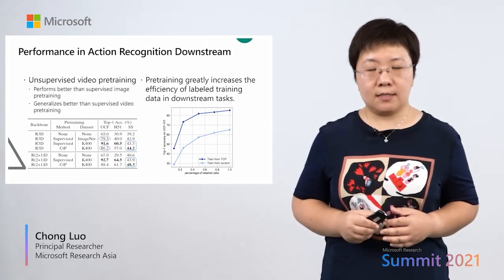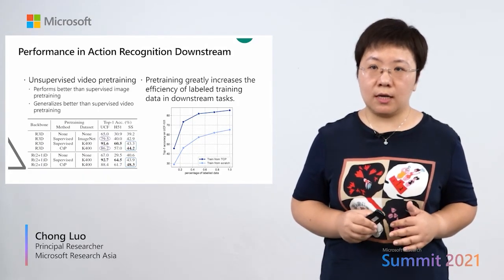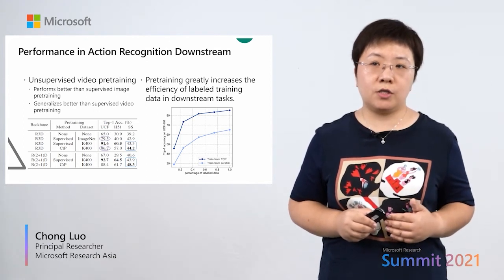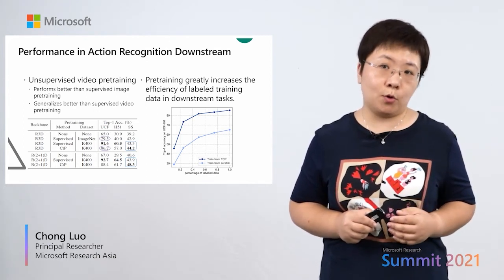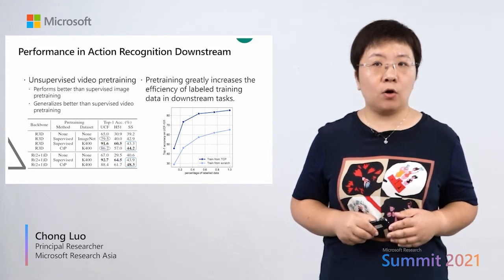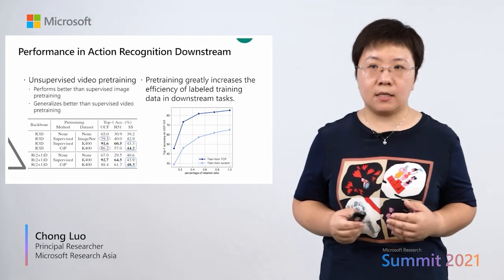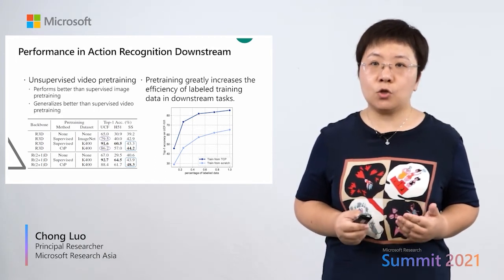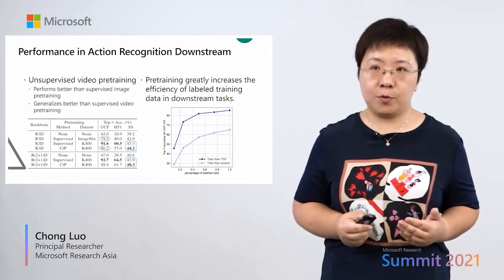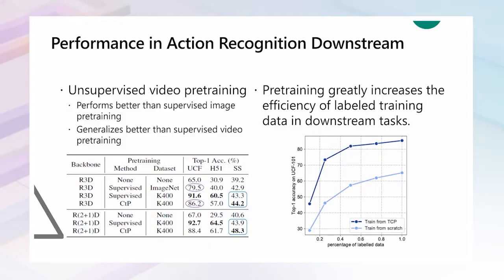On the UCF dataset, our method is not as good as the supervised pre-training, which takes advantage of the action labels on K400. But on another heterogeneous dataset called Something-Something, our method performs better, showing a better generalization capability than supervised pre-training. The figure on the right emphasizes the importance of video pre-training. In a downstream task with labeled data, a pre-trained model can make more efficient use of the labels than training from scratch.